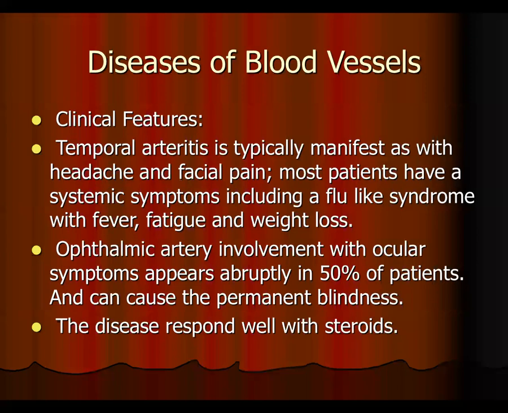In this case, some of the systemic symptoms can involve the ophthalmic artery, and it can be involved in most patients. The symptoms can appear abruptly in 50% of the cases, and with involvement of the ophthalmic artery, they can cause permanent blindness in these patients.